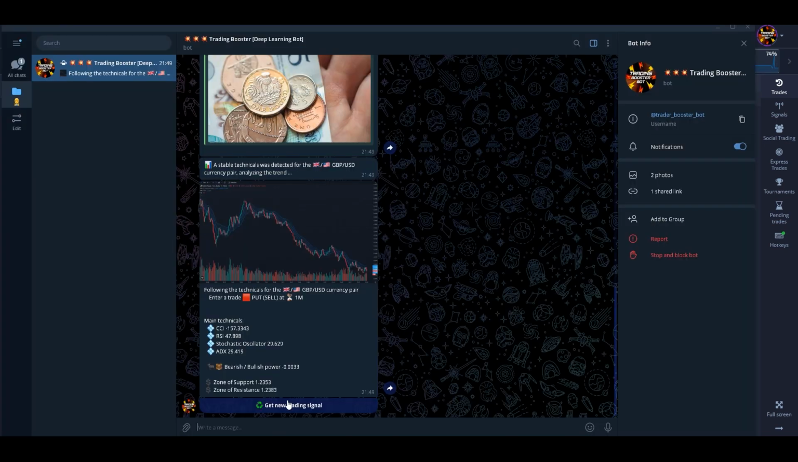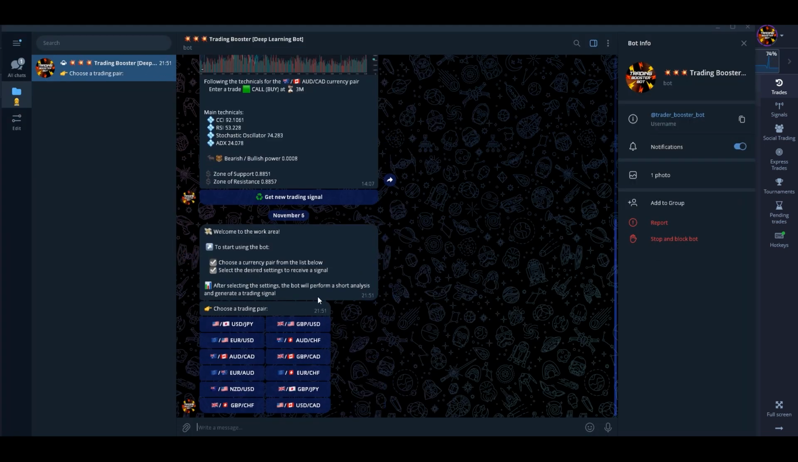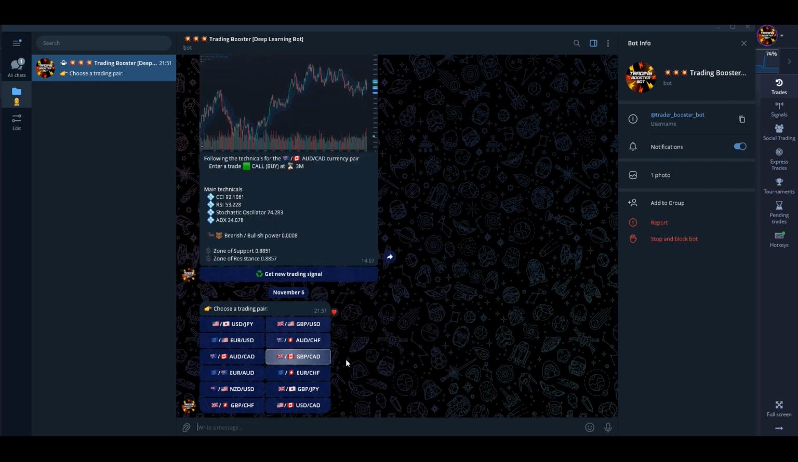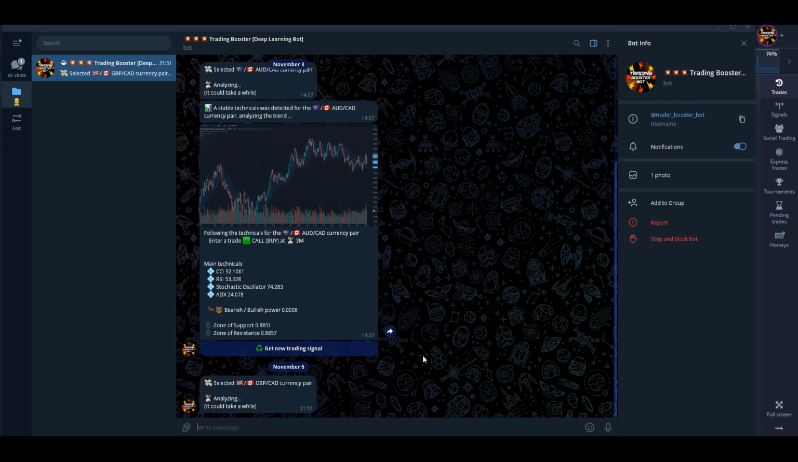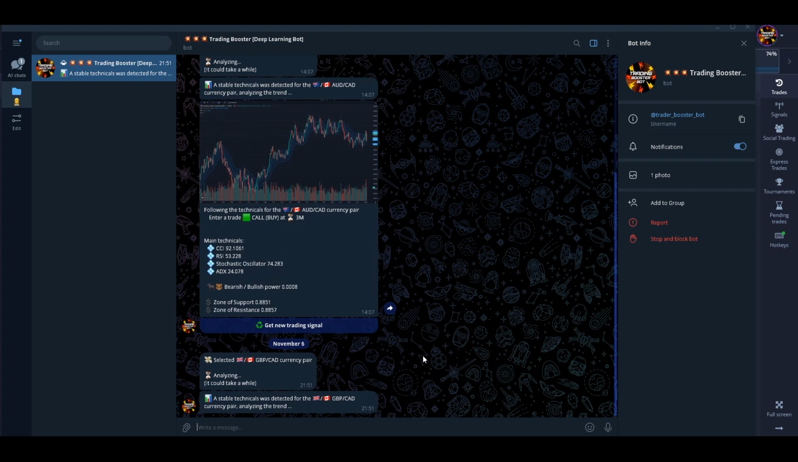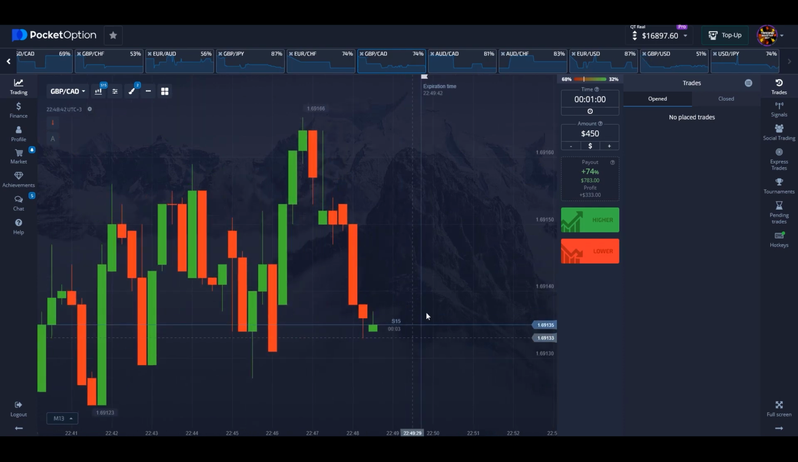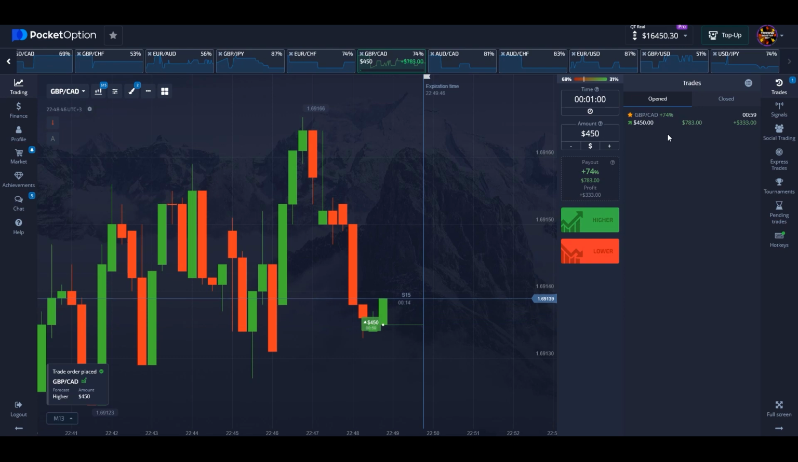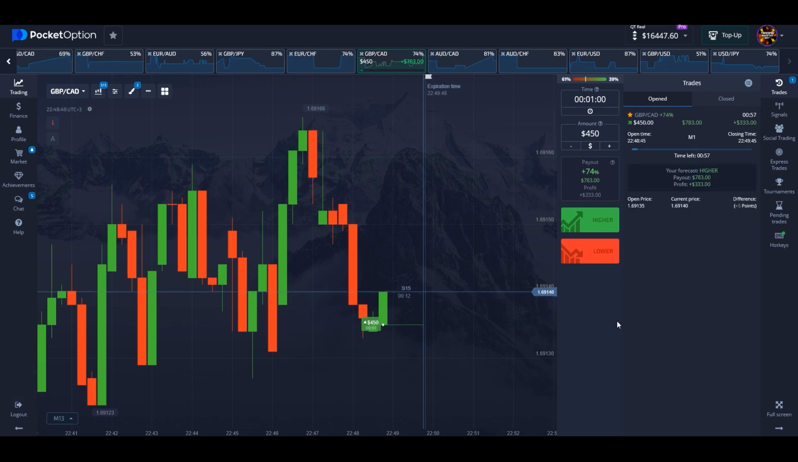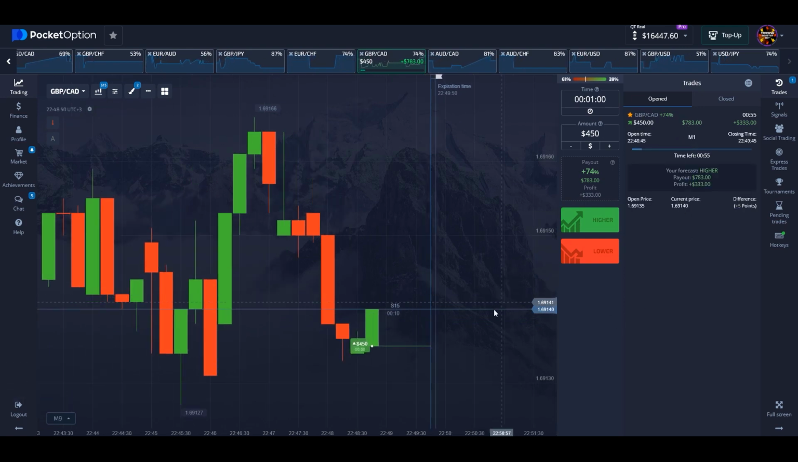I go to the bot, click on get a new signal, British pound Canadian dollar and trade time 1 minute, and I get a buy signal. Okay, I wait for a new candle and open a buy trade on it. A beautiful figure can come out in the end, plus $333.